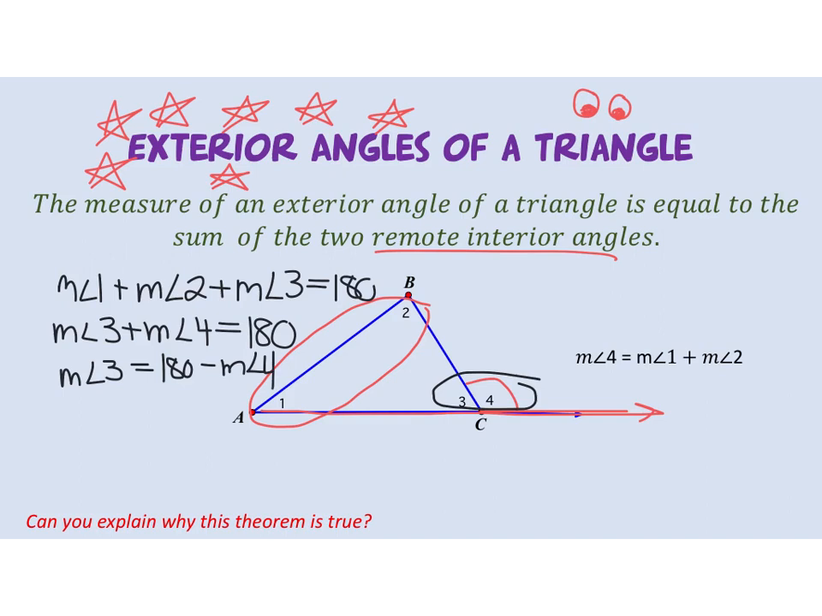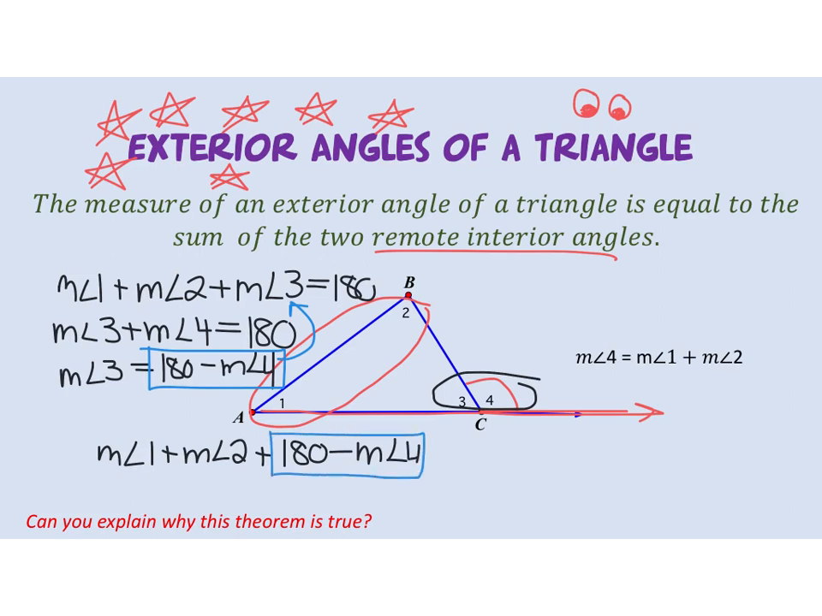Why did I do this? Because now I'm going to substitute this expression in for the measure of angle 3 in my first equation. So I would get the measure of angle 1 plus the measure of angle 2 plus, now I'm going to replace the measure of angle 3 with 180 minus the measure of angle 4. So all I've done is replace, in my original equation, the measure of angle 3 with 180 minus the measure of angle 4, and this is equal to 180.